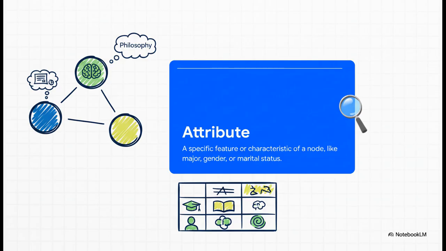And finally, we have attributes. These are all the specific details we know about each node. Remember that table of info on the Peanuts characters? The fact that Linus's major is philosophy, or that Marcy's is psychology? Those are attributes. And as you're about to see, these details are absolutely crucial for making really smart predictions.